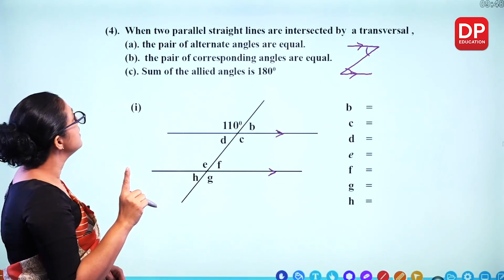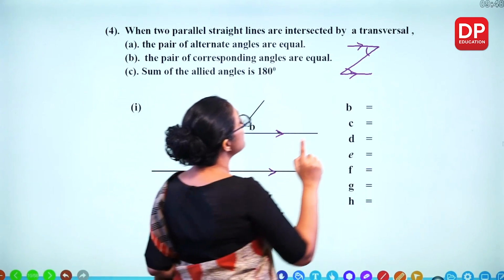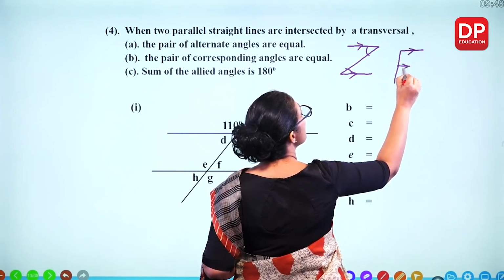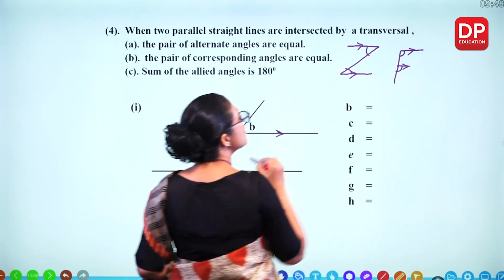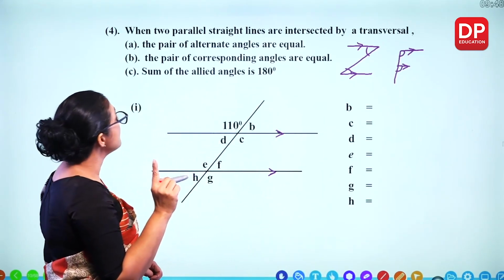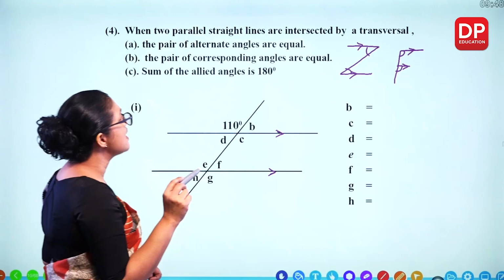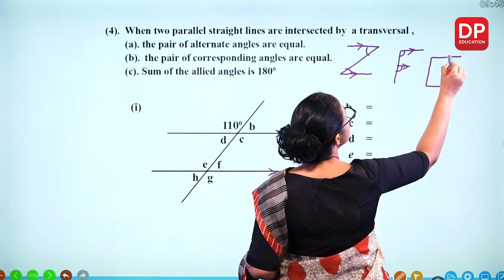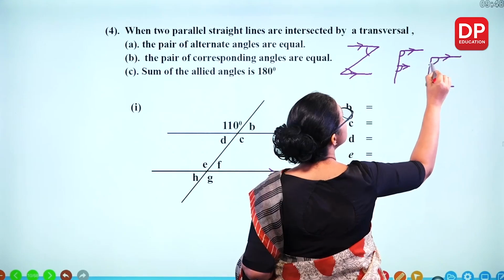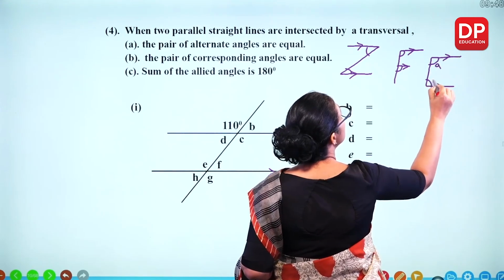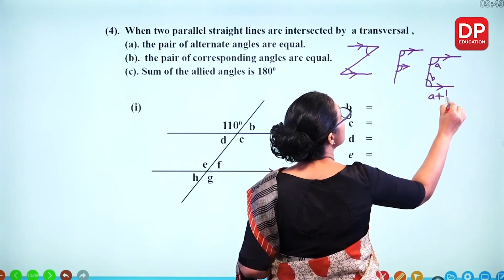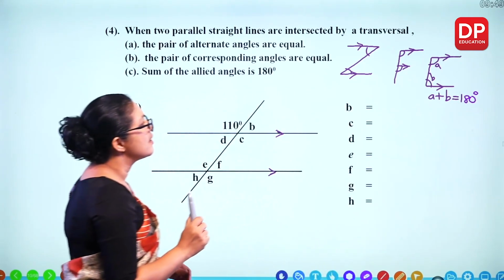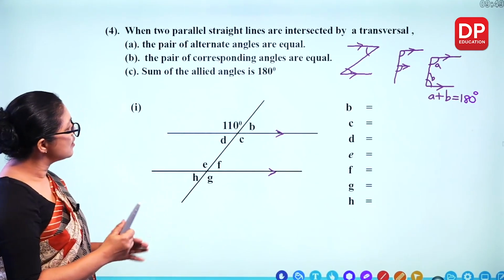Alternate angles. The pair of corresponding angles are equal. Corresponding means F letter. If these two lines are parallel, this angle is equal to this one. And the sum of allied angles is 180. That means if this is like a C letter, this plus this is 180. That's allied angle. So we'll use those three angles in this situation.